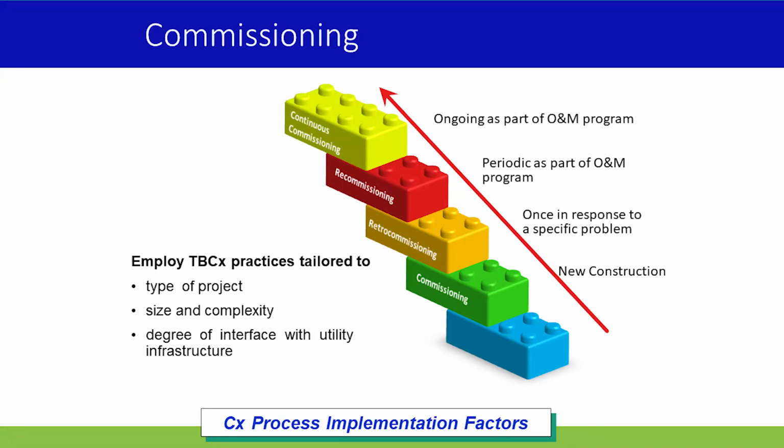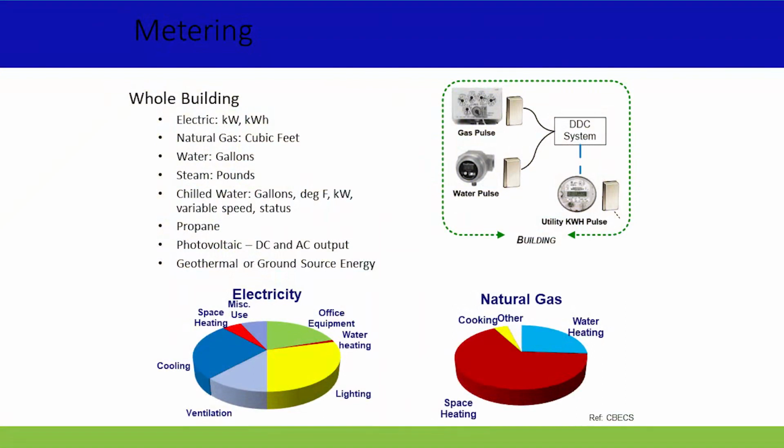There are different projects, different complexities, different systems, and different ways of interaction. So based on those, we pick the different systems for commissioning, whether it's total building commissioning or different systems as necessary. And we have new construction commissioning. And after that, as needed, you can do a retro-commissioning, which could be a response to a particular situation, or you can do an ongoing recommissioning, which is part of the O&M program, or could be ongoing commissioning based on automated systems.